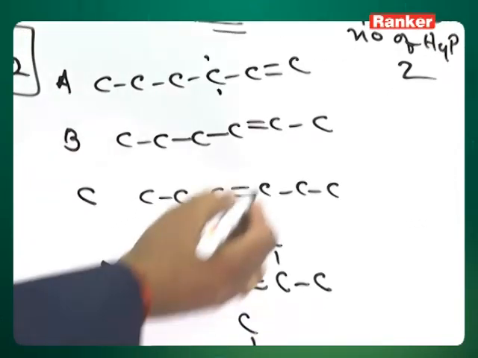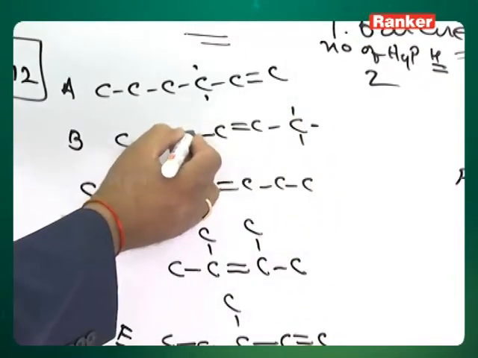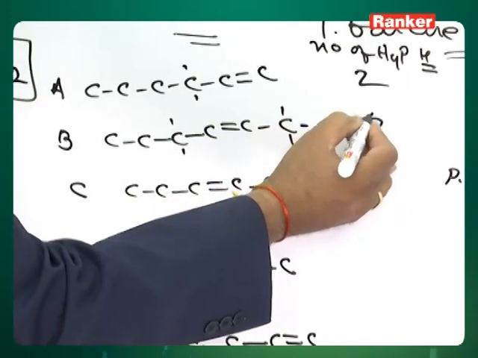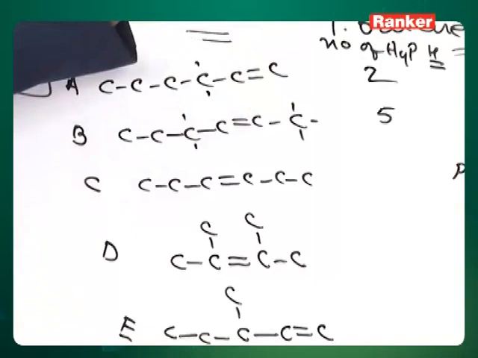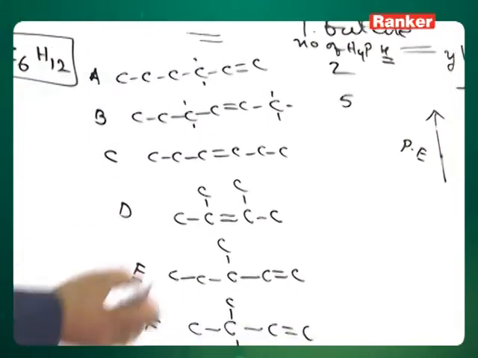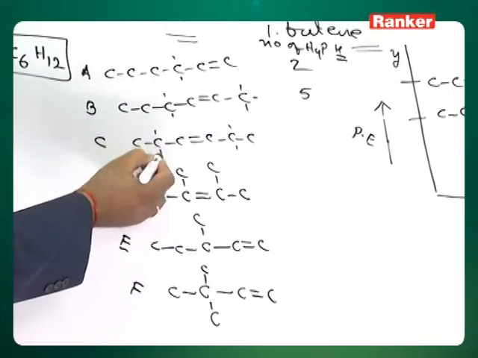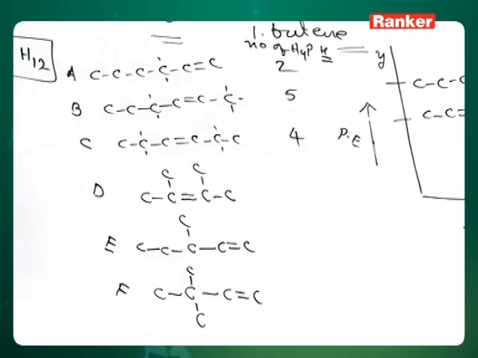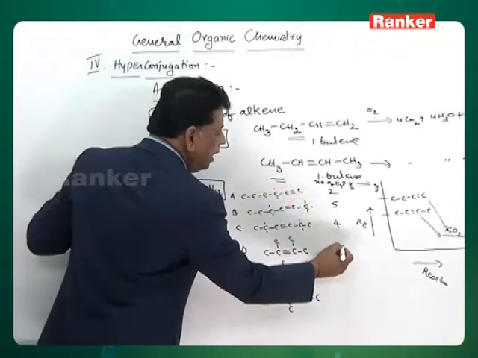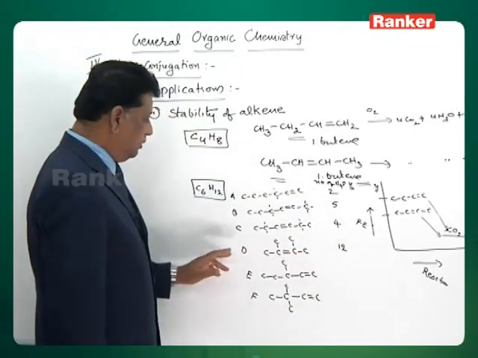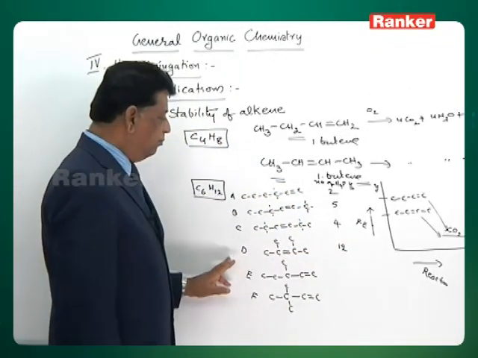In this case, this side 3 are there, that side 2 are there, so 5 are there. So it is somewhat better, more stable than this one. That's why 2-butene is more stable. Here you have 2 plus 2, that is 4 hyperconjugable hydrogens. In this case 3, 3, 3, 3, all the 12 are eligible. I think it is the maximum. No alkene will have more than this 12.